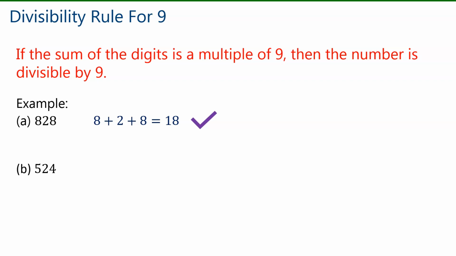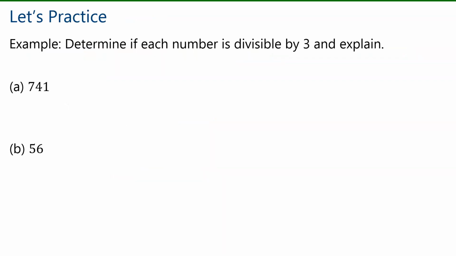Now for B, if I add 5 plus 2 plus 4 together, I get 11. Now 11 is not a multiple of 9, so that means it's not divisible by 9 either. So let's practice these rules we just learned. It says determine if each number is divisible by 3, and then explain. So we're not just going to say yes or no. We have to give a reason for why it is or isn't.